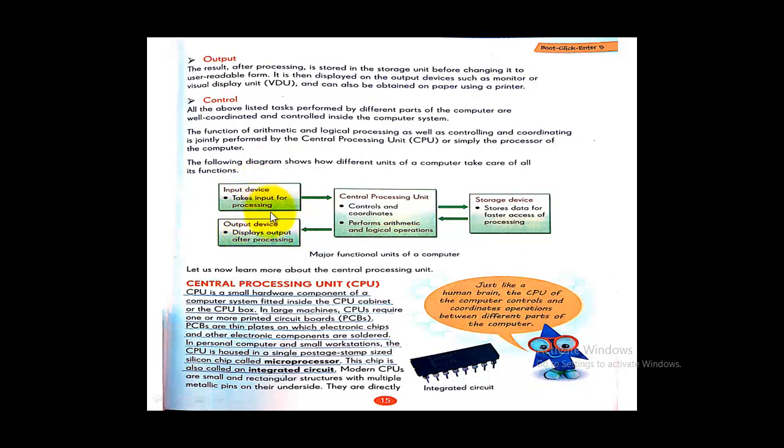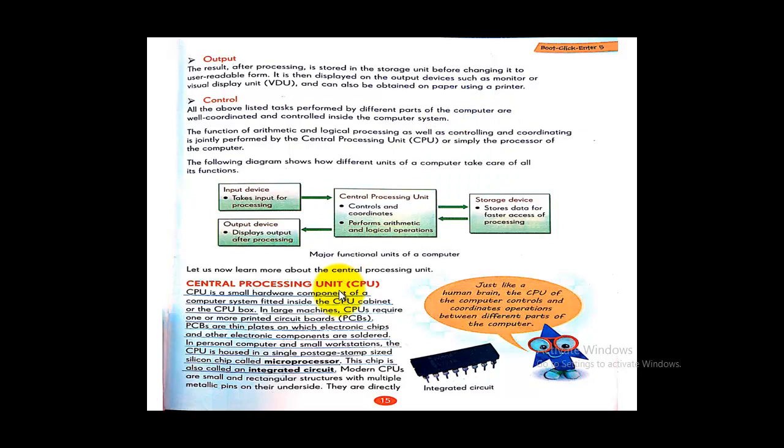Input device, central processing, storage, and the arithmetic and logical operations you will see here, it will perform here, then again it will display to the output device, that is a monitor. Okay, these are the major functioning units of a computer.